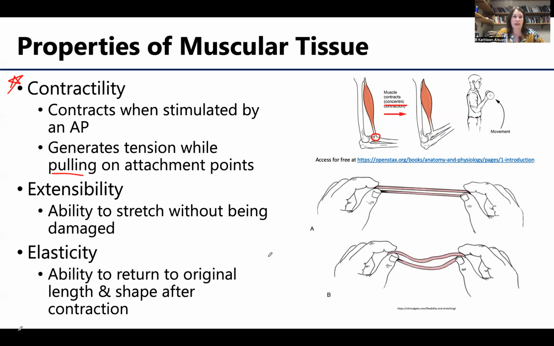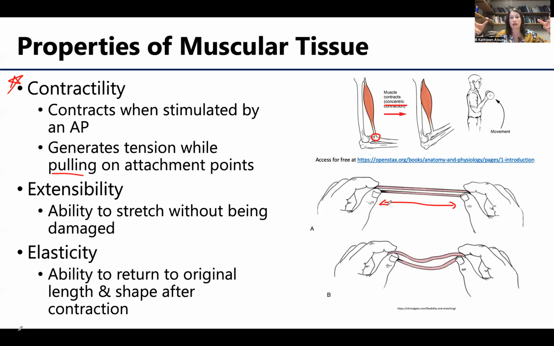These two really go together, extensibility and elasticity. And sometimes it's hard to conceptualize when you're actually thinking about actual muscle. So I like to use this more simplistic visual, which is a rubber band. With extensibility, this is the ability to stretch without being damaged. You can pull on this rubber band pretty hard. And generally you can do it pretty far without it breaking or being damaged.